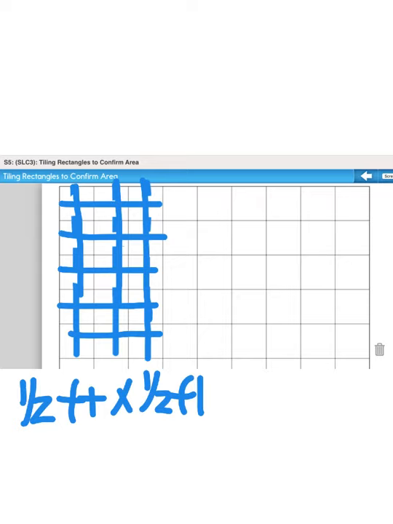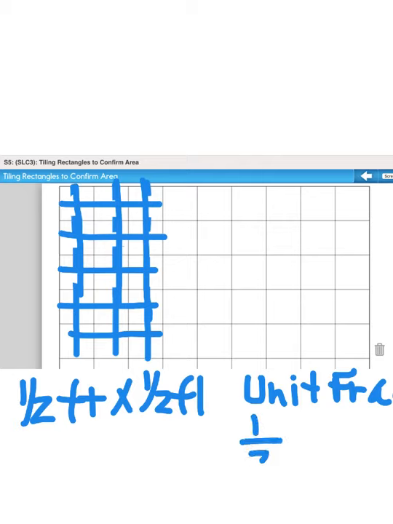Now remember that a unit fraction, let me write that on here. A unit fraction is a fraction with a numerator of 1. So 1/2 by 1/2, those would be unit fractions because the numerator in both of those is 1. So with unit fraction side lengths, multiple tiles fit in 1 square foot.